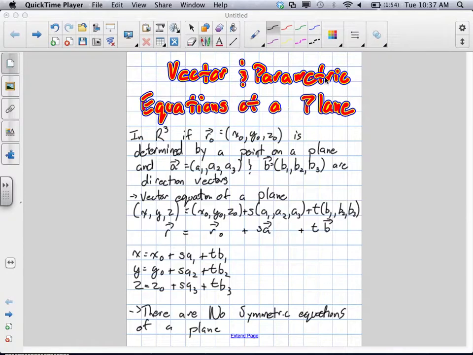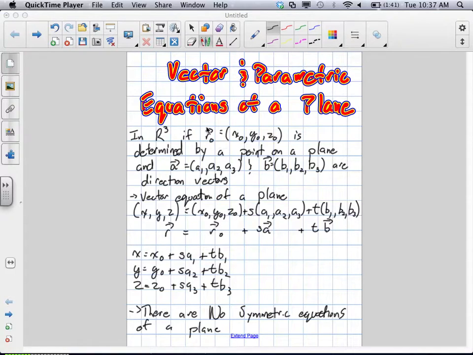So we're doing vector and parametric equations of a plane. Now remember, a plane is a two-dimensional space in three-dimensional worlds. Okay, and we'll try to draw a picture of it to try to make sense of it. Let's talk about these rules and then we'll get into it.